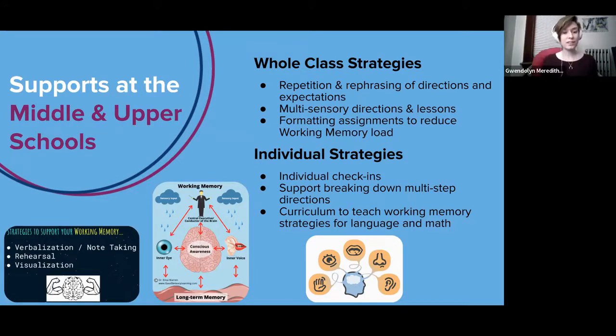We also have curriculum that I've taught a number of times to teach working memory strategies that are very helpful for language and math, such as saying what you want to write out loud as you're writing to help you remember exactly what you want to say, repeating information that you want to remember, taking notes, and really trying to visualize information to help you remember it. And you see this little visual we have down there, which is the same cognitive model I showed you, but in a more kid-friendly way.